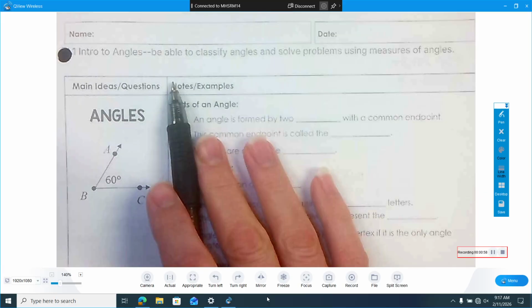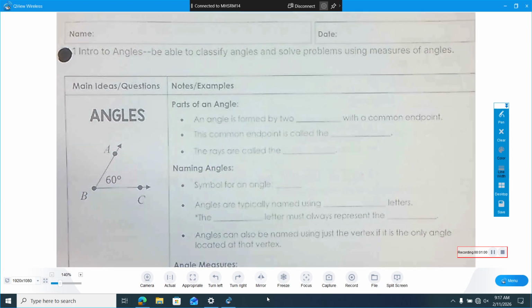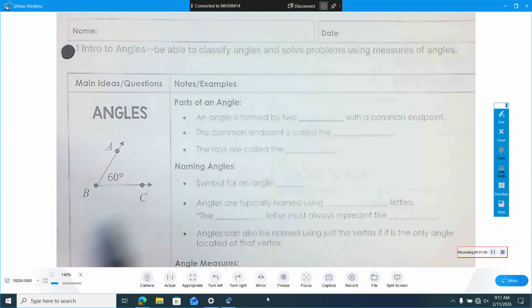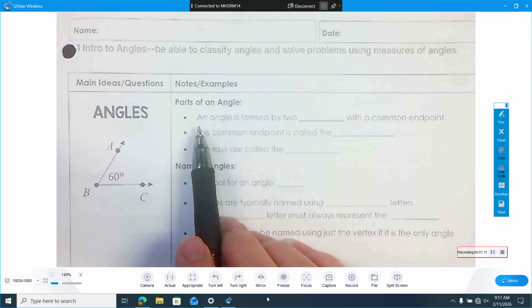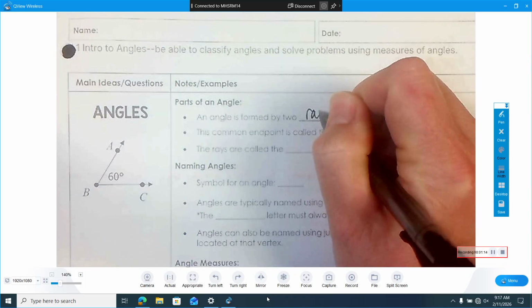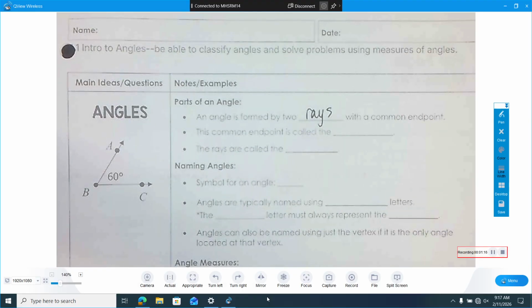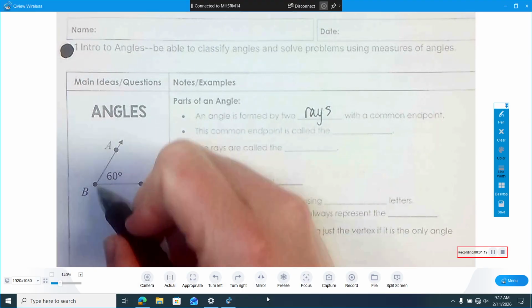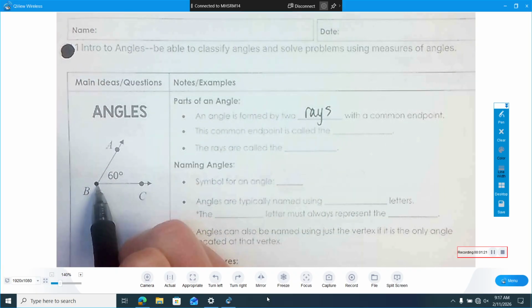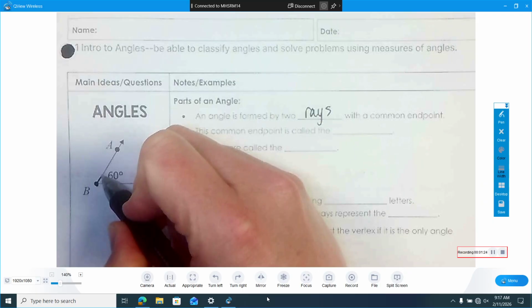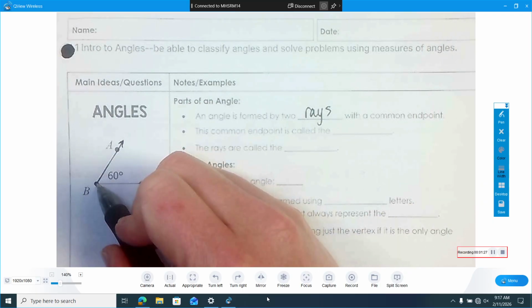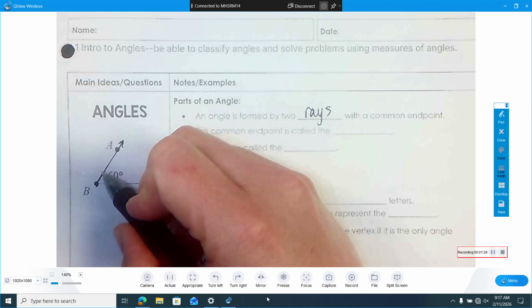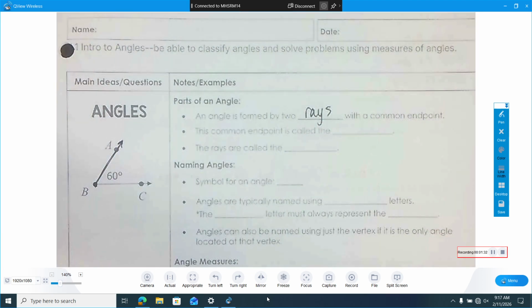So today, we want to be able to classify angles and solve problems using measures of angles. And so here we have a picture of an angle, and it's made up of a couple of parts. An angle is formed by two rays with a common endpoint. This is our common endpoint B, and this is a ray. It starts with that initial endpoint, and then it goes away from there, and it has an arrow on one end. And that's an example of a ray.